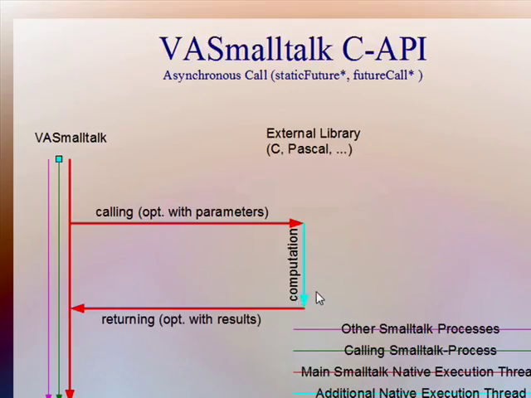The difference between future call and static future call is very simple. For the future call, the system generates a new thread. For a static future call, the Smalltalk process creates a new thread and uses this several times. This is urgently needed for APIs which have thread-oriented data, and therefore you have to call the API always with the same thread.